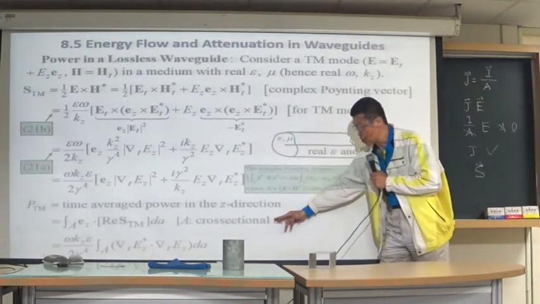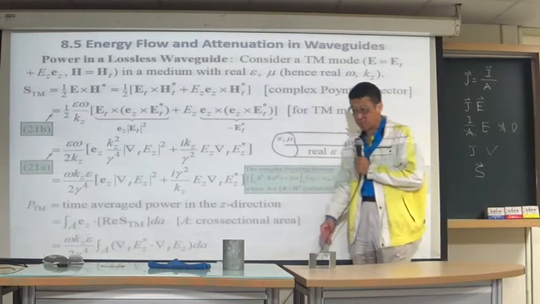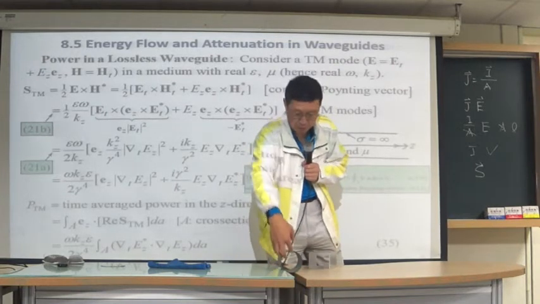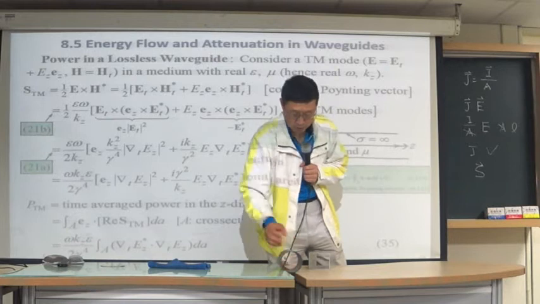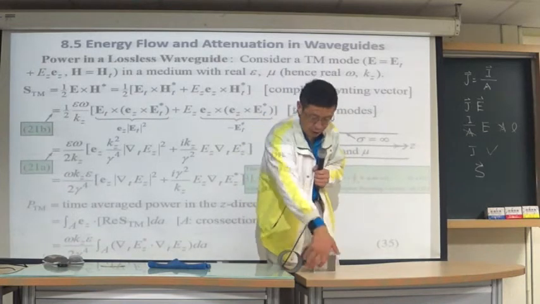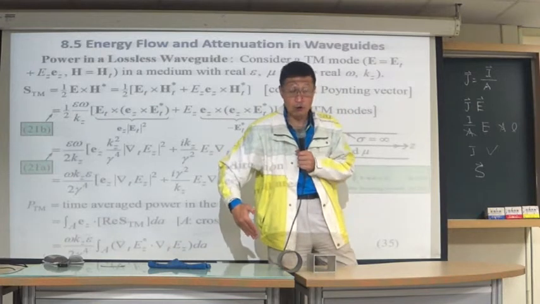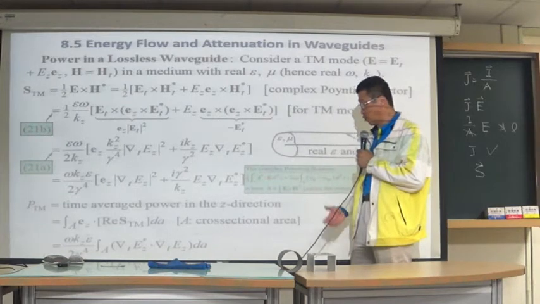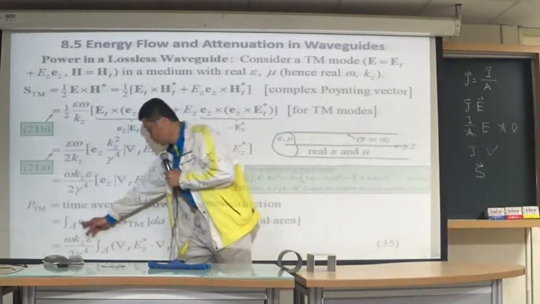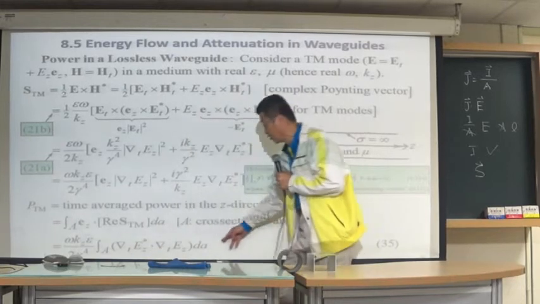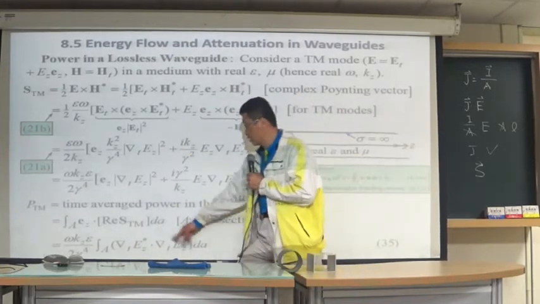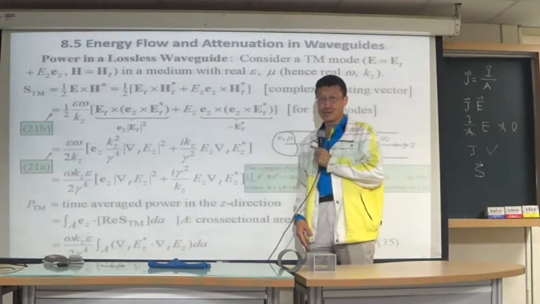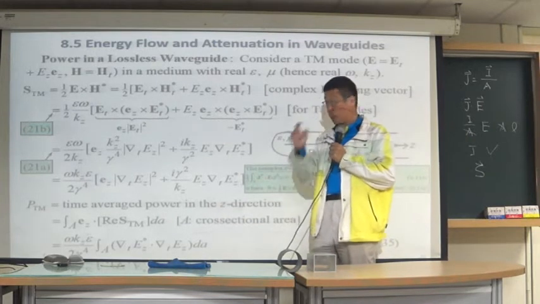A is the cross-sectional surface. In this case, that's the cross-sectional surface. Integrate these regions. Integrate this surface. That's the cross-section. So we will perform the integration. Just write it down. So later on, we will find these two terms. These two terms can be written into here and here. What's next? How to calculate this one?